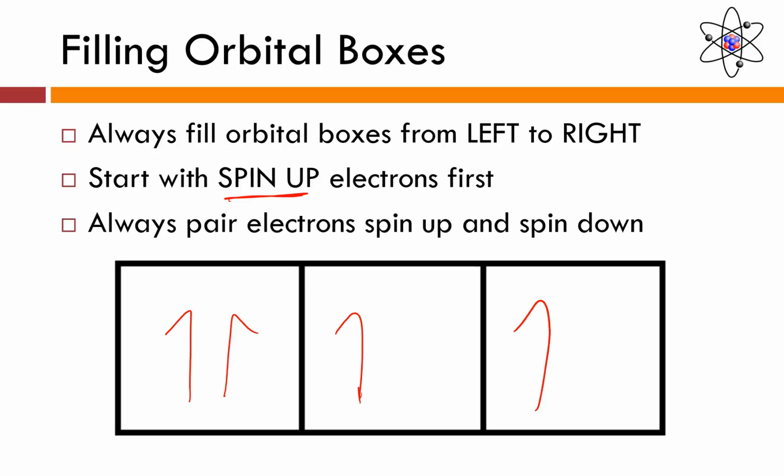What do we think? Good or bad? Hopefully you recognize that this is an invalid situation because we've got 2 spin-up electrons in the same box. That's not going to work. So let's get rid of those.